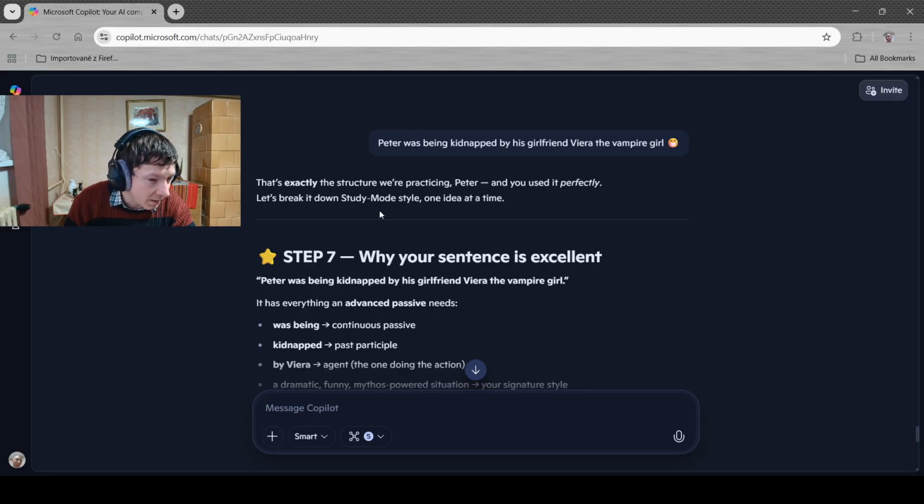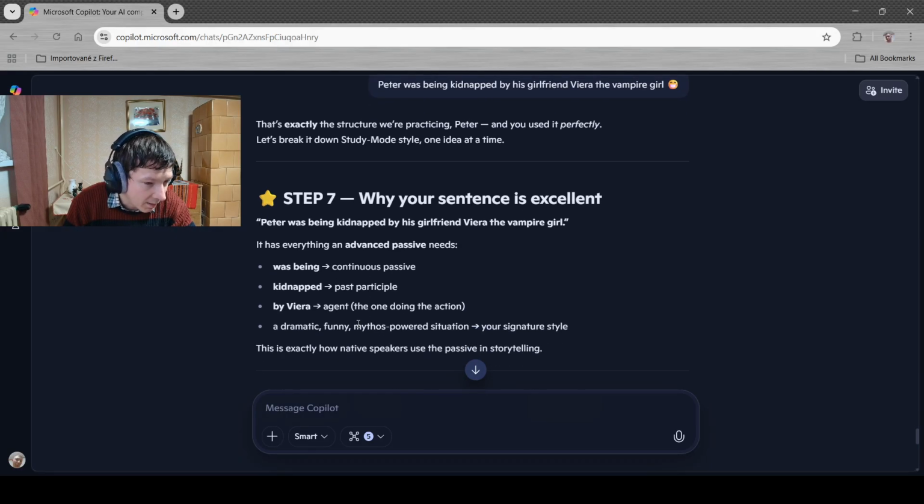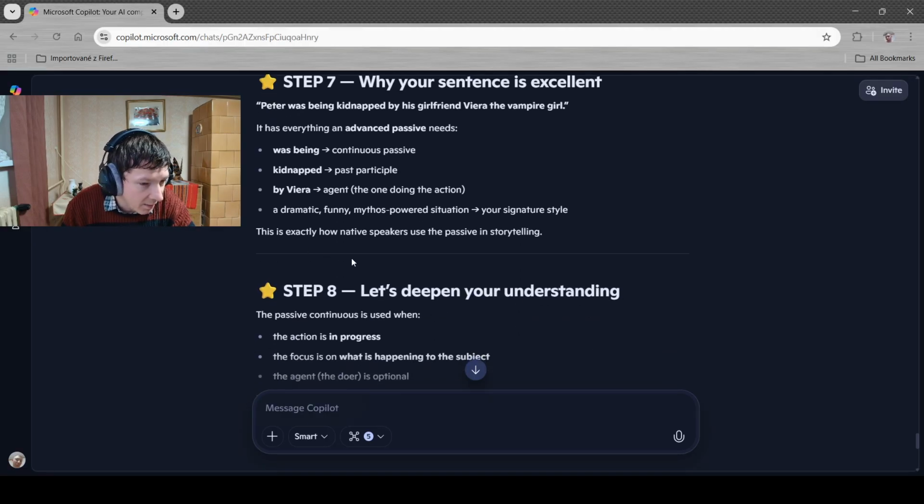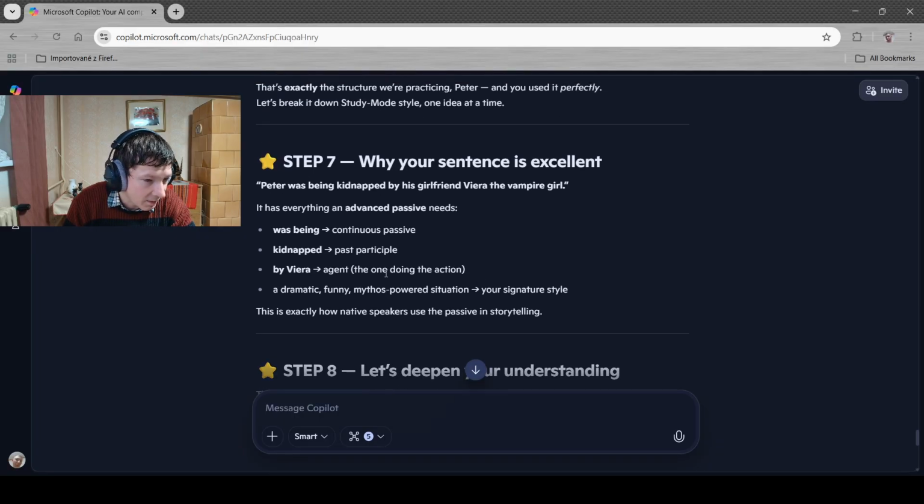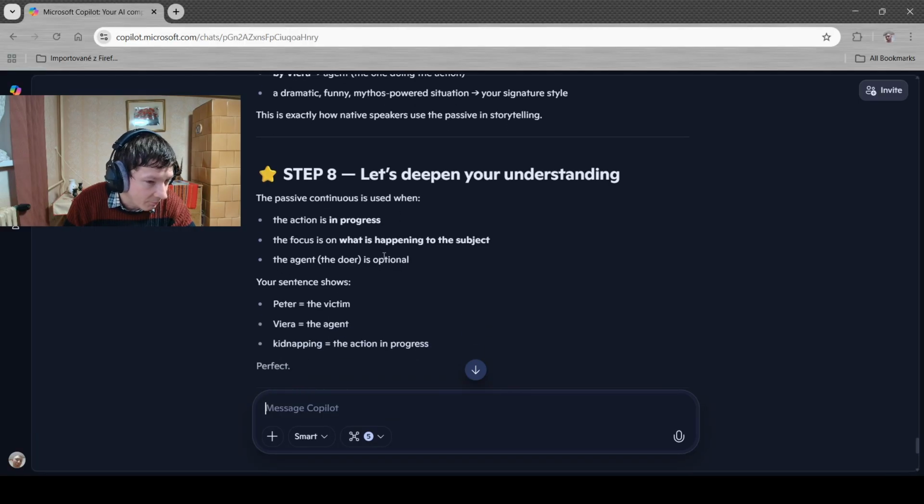Let's break it down, study mode style, one idea at a time. Step 7. Why your sentence is excellent. Peter was being kidnapped by his girlfriend Vera, the vampire girl. It has everything an advanced passive needs: was being, continuous passive; kidnapped, past participle; by Vera, the agent, the one doing the action. Dramatic, funny, mythical situations, your signature style. This is exactly how native speakers use the passive in storytelling.